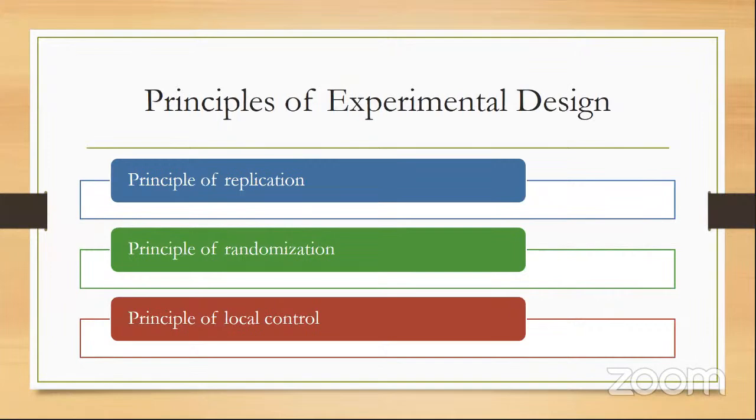So the first one tries to get a more accurate result, and the principles of randomization and local control are trying to reduce the error term. That is, the source of variation is by chance. We are trying to reduce that to a minimum using the principles of randomization and control, so as to extract the effect of a particular treatment. Okay.